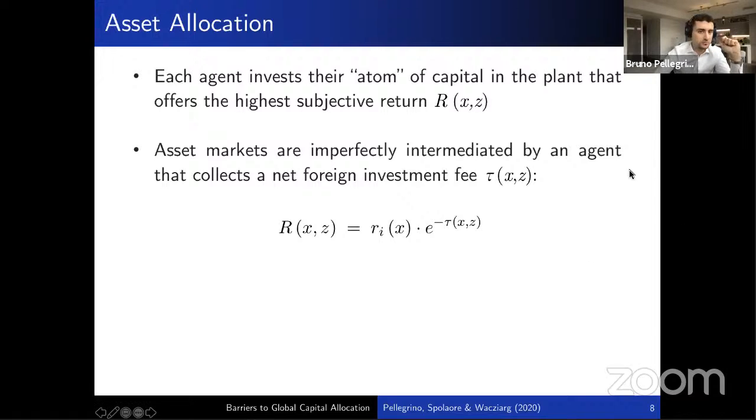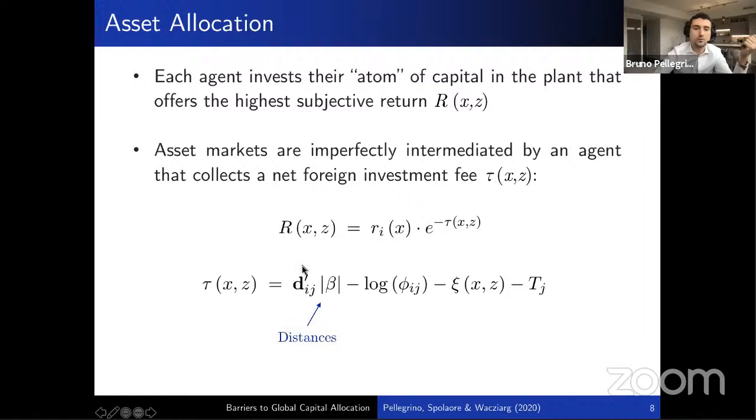We're going to put some structure on this investment fee tau. We're going to assume that it's made up of 4 linear components. The first one is a multidimensional vector of distances between the investor country, where the investor Z is located, that country J, and country I where the plant X is located. And there is going to be a vector of semi-elasticities beta. The second component, which we call phi, is related to capital controls. It captures capital account openness between I and J, so it captures both inflow restrictions at the level of country I as well as outflow restrictions at the level of country J.